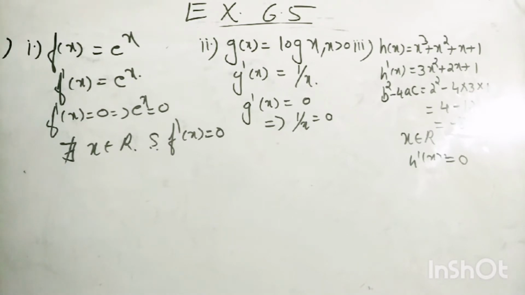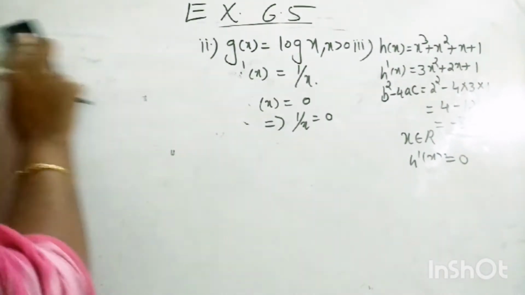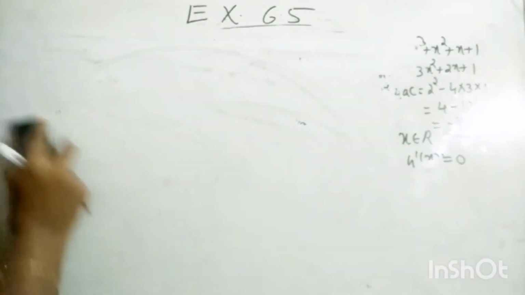Okay, now I am going to do the fifth question. Find the absolute maximum value and the absolute minimum value of the following functions in the given intervals. Absolute maximum and absolute minimum, we need to find in those questions.